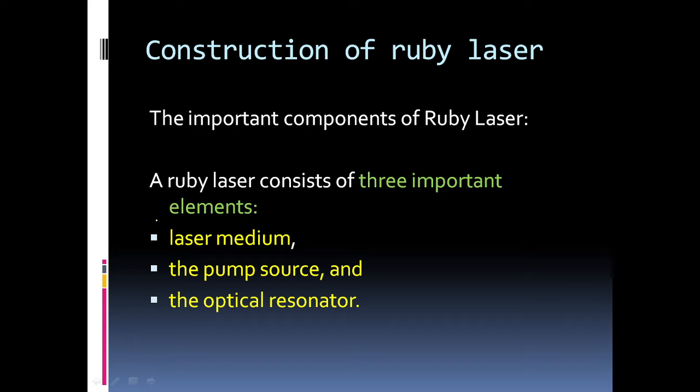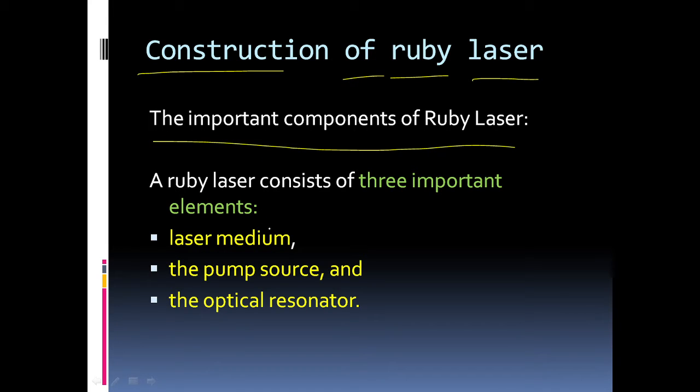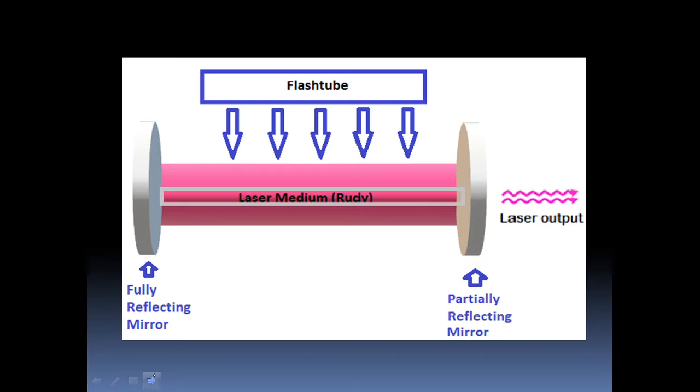The second point is construction of Ruby Laser. How the Ruby Laser is formed. The important point for the Ruby Laser is it has a laser medium, pumping source, and optical resonator. It has three components. Let me discuss all the components one by one in detail.